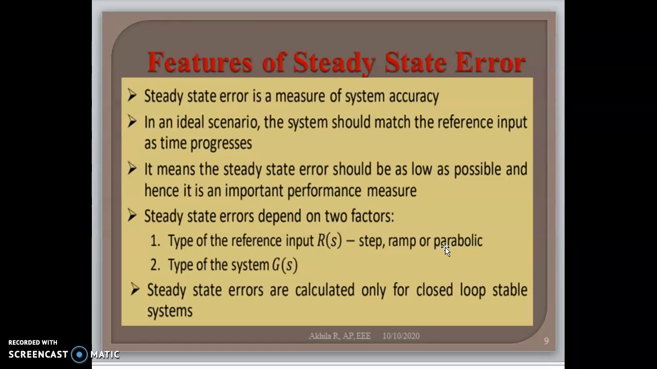Steady state errors basically depend on two factors. You can see from the expression that E(s) is equal to R(s) by 1 plus G(s)H(s). One is the type of the reference input that you give, and we have already had a look at the standard test signals in the previous module: step, ramp and parabolic. It also depends on the type of your system, that is G(s). H(s) may be unity in most cases, so it is not expressed separately. And steady state errors are calculated only for closed loop stable systems. Thank you.